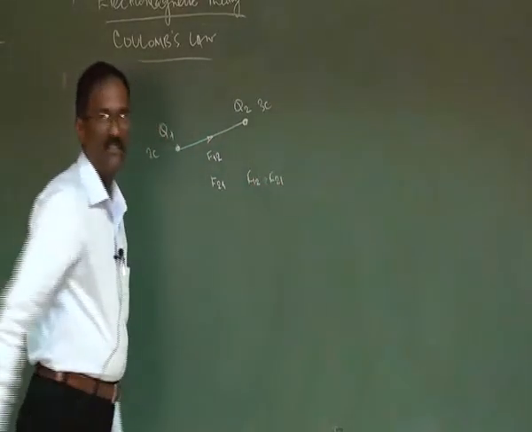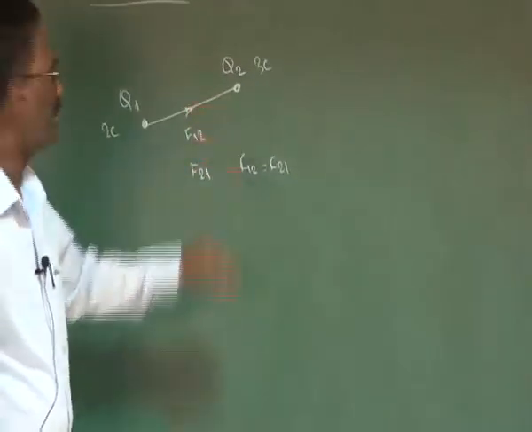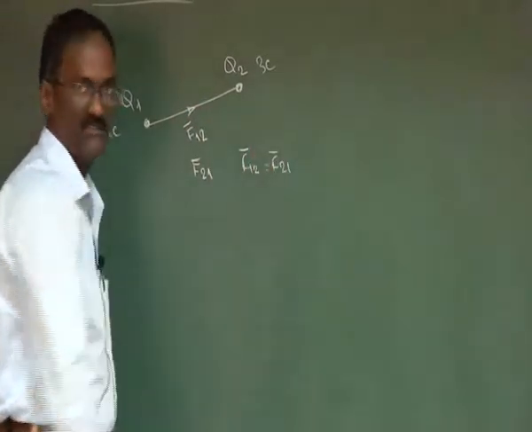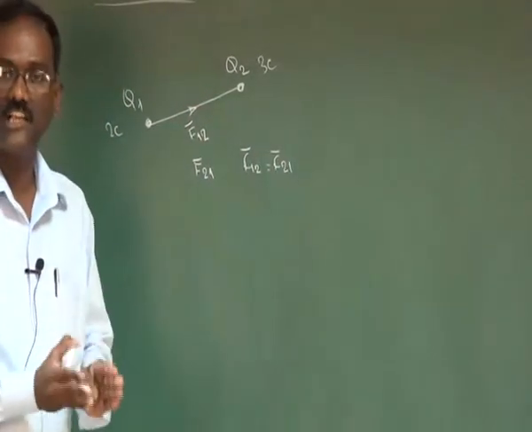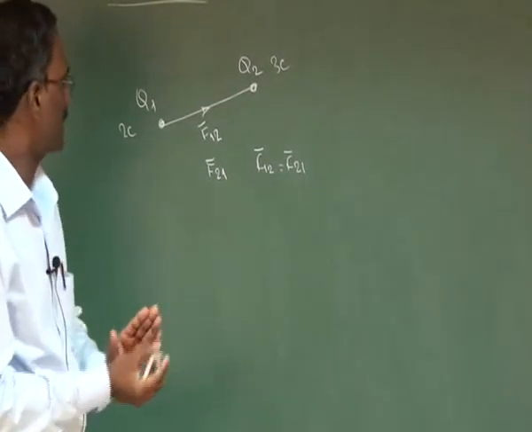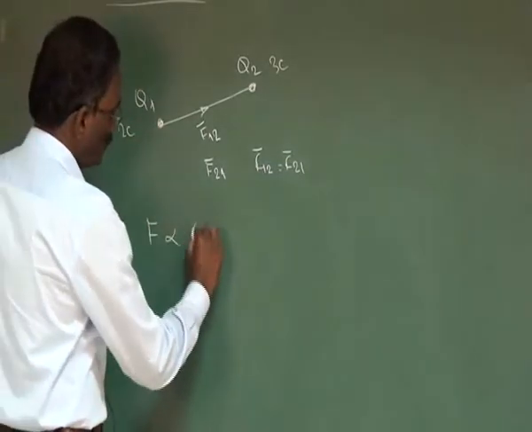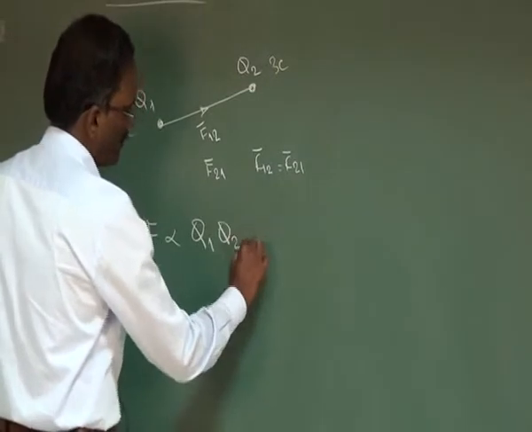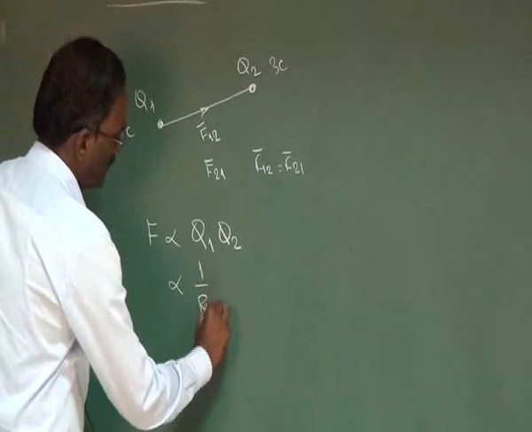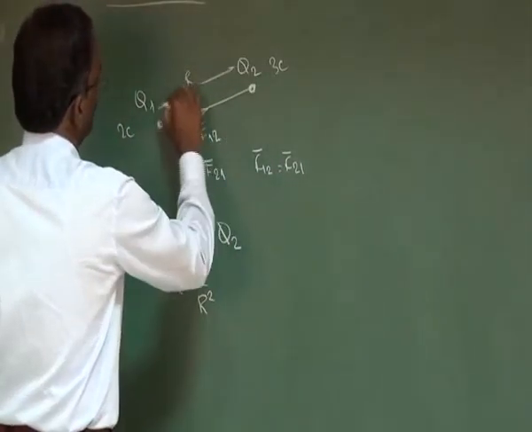So far, I have considered the scalar quantities, but the direction is also important. So I will draw a bar over it this way. It means it has both scalar quantity, magnitude, as well as its direction. So according to Coulomb's law, this force is directly proportional to the product of Q1 and Q2. It is inversely proportional to the distance between the 2 charges. R is the distance between these 2 charges.